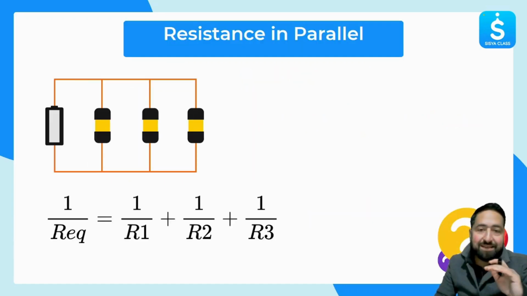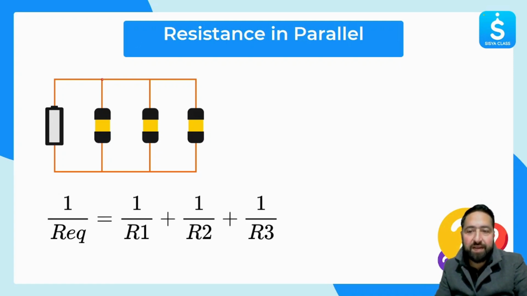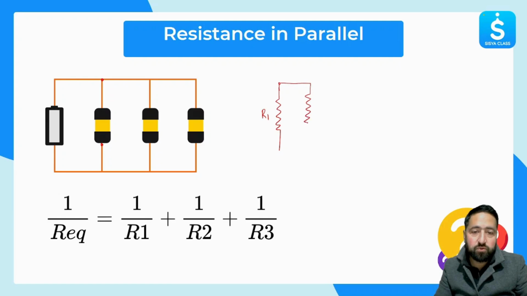Now, resistance in parallel. What do they mean? The resistors are connected in parallel. As you can see, they are not connected end to end. They are connected like this. Now if I draw them on paper, they will be like this. This would be R1, then this would be R2, and then this would be R3.